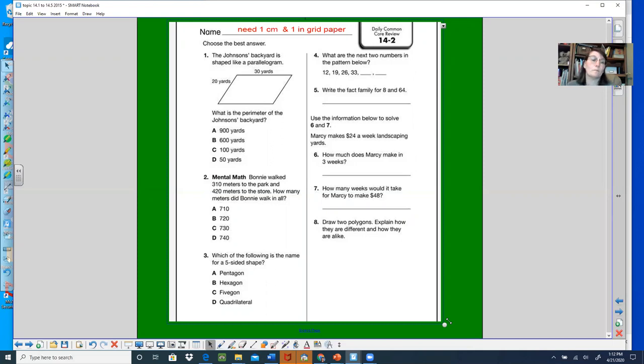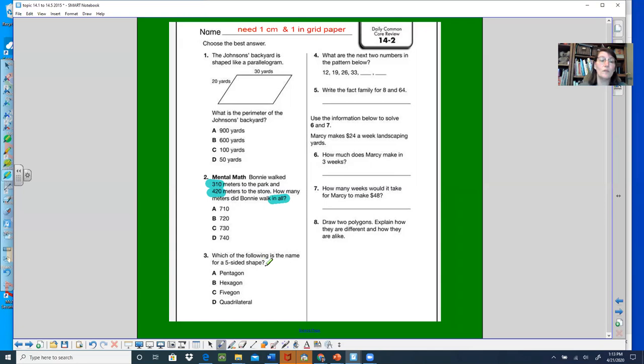Number two, Bonnie walked 310 meters to the park and 420 meters to the store. How many meters did Bonnie walk in all? So you want to take note of what your important numbers are for that. You have 310 and you have 420. And they do say in all, so that lets you know what operation you need to do. So on your paper, there should be something for your Digital Common Core that says show work here. Please stack them and do the correct operation.